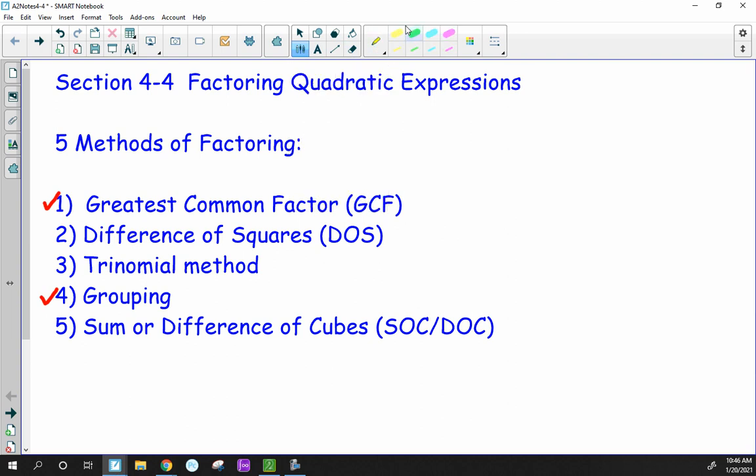In this note video, we're going to look at method 2, called difference of squares. And we're also going to look at sum or difference of cubes, SOC, DOC. So we're looking at DOS questions and SOC and DOC questions today.